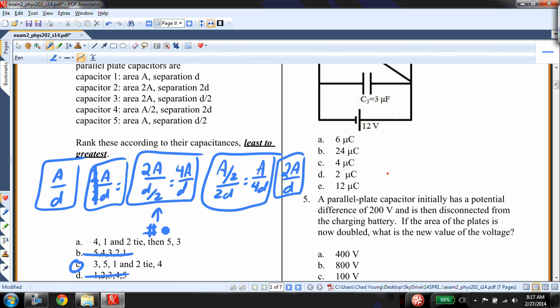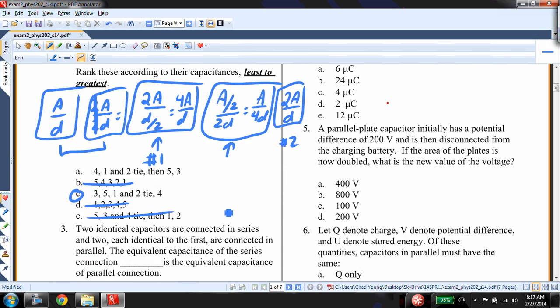So that's our biggest. Our next biggest is this one. Our next biggest will be these two. So it's 3, 5, 1, and 2. And then the smallest is 4. So C is the right answer.